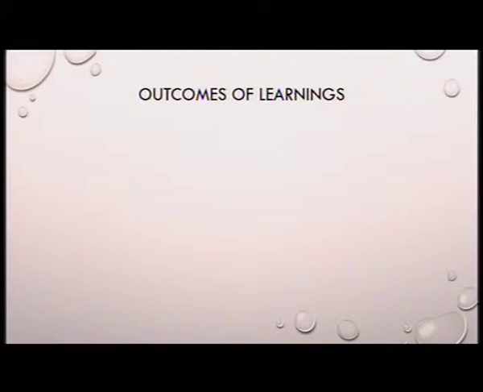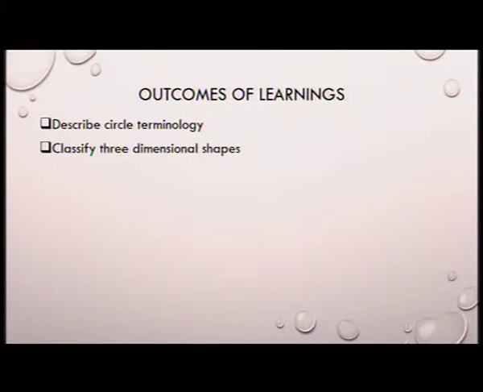Let's look at the outline of the outcomes of learning that we need to know when we go through this unit. The very first thing is that we need to describe circles and circle terminology. There are various terminologies in circles, and we need to know all these different types. We need to classify three-dimensional shapes. We need to know what a three-dimensional shape is, how it looks, what characteristics it has, and how it differs from others, for example, two-dimensional shapes and so on.